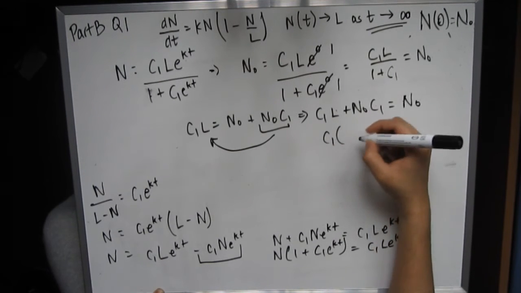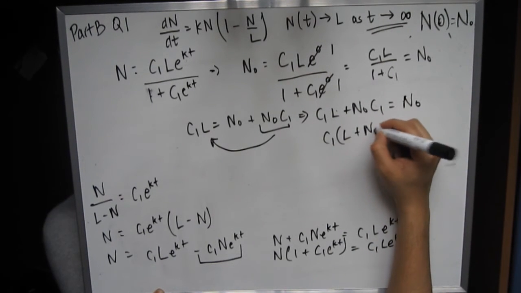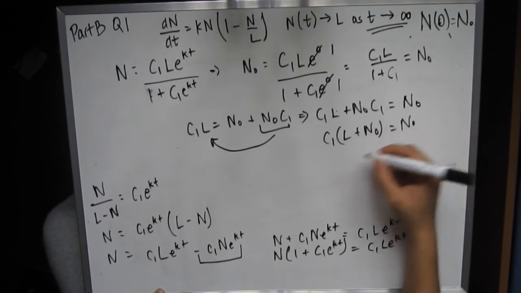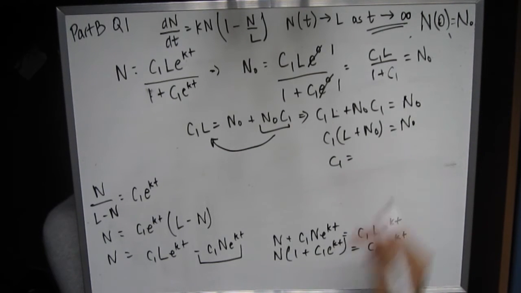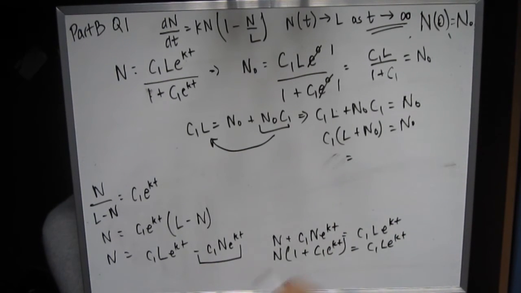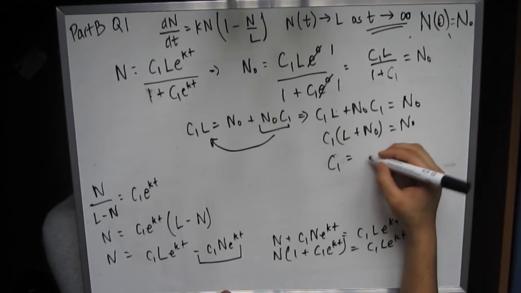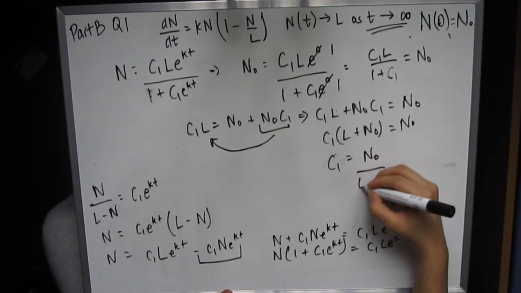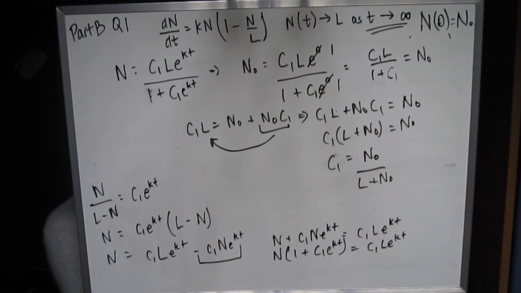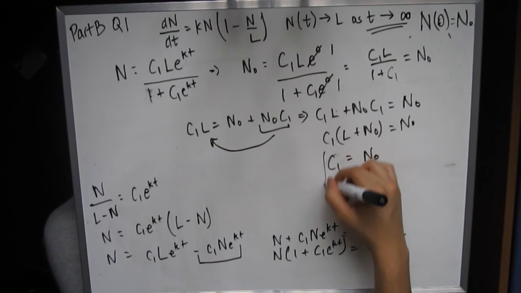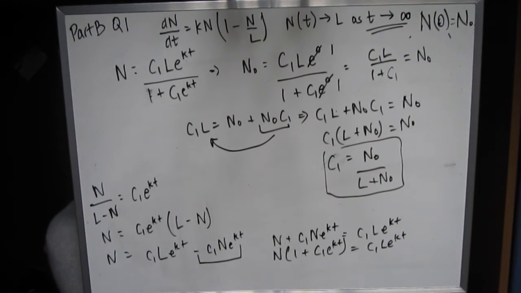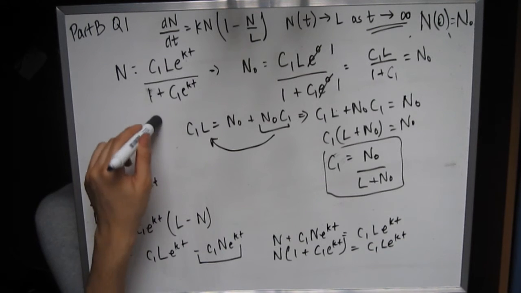Take C1 out and you get C1 times (L minus n naught) is equal to n naught, and you're left with C1 is equal to n naught over L minus n naught. Wow, so that's your C1, and you can go ahead and sub that into your equation over here.